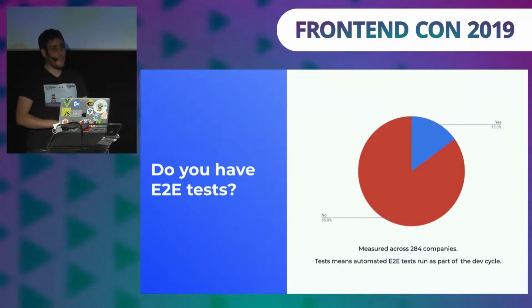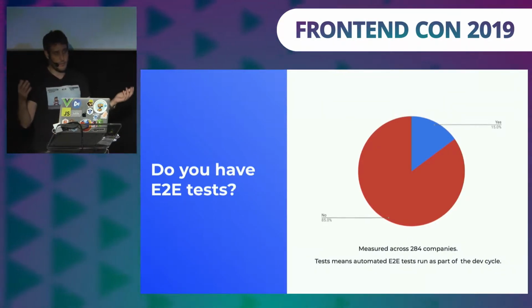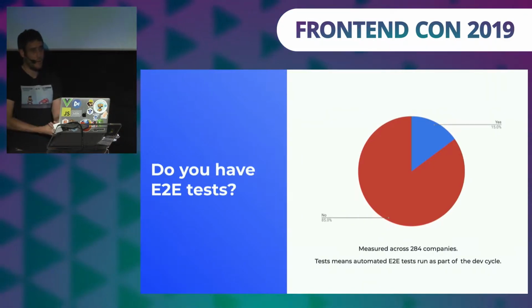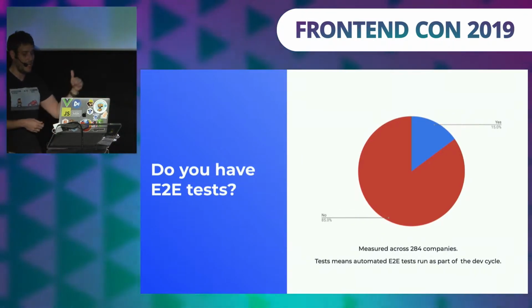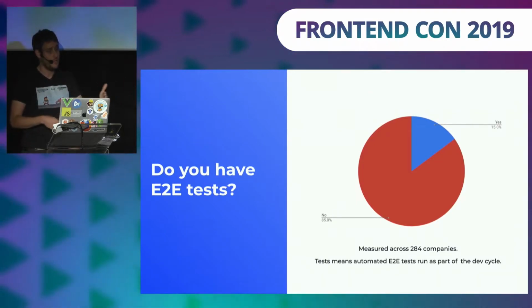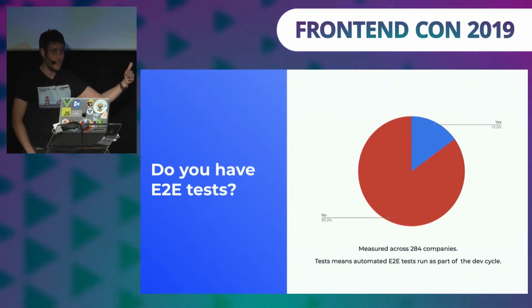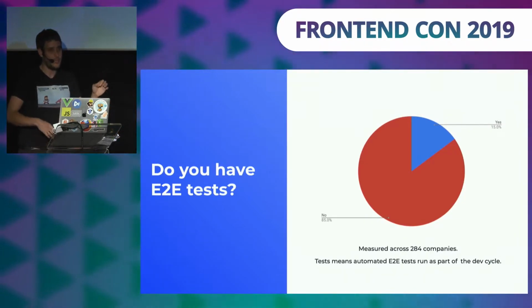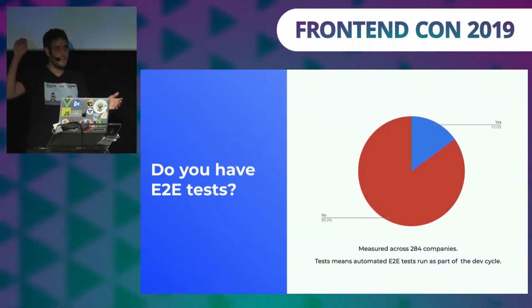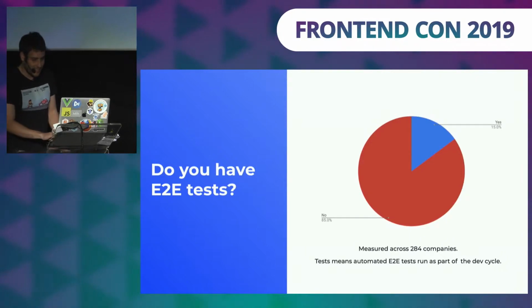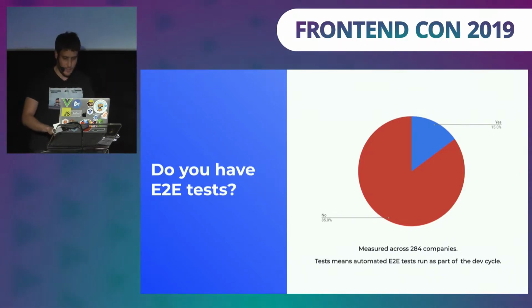When we polled over 200 companies, we asked them, do you have end-to-end tests? Around 85% of them said they don't have end-to-end tests that are run automatically whenever they run their continuous integration. With a raise of hands, who here has good end-to-end tests? All right, that's about 15%, that's good. So that reflects the data we have here.